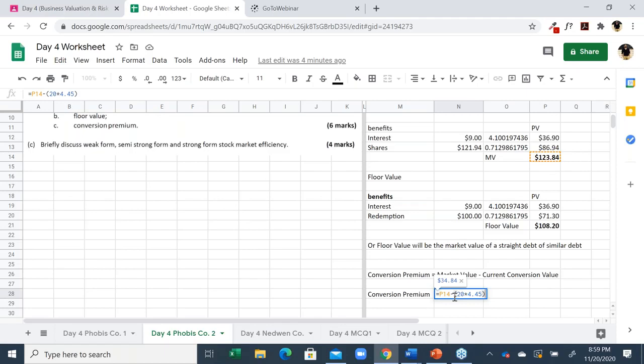How much should the value of this land grow in the future so that it equals the amount that you're going to invest? So this 89 has to grow by 34.84 so that it equals the amount that you're investing today. And that is basically called the conversion premium. Is that clear?